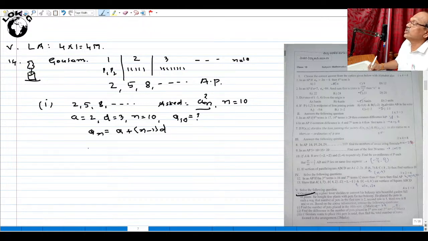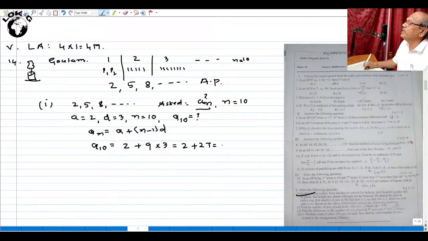For answering this question, you will get 1 mark. a10 is equal to, what is a in this case? 2 plus n minus 1, yes, 10 minus 1 is 9, into common difference 3. Yes, your answer should be 2 plus 9 3s are 27, plus 2 will be 29. And if you answer this correctly, you will get 1 mark. It's a long answer question.